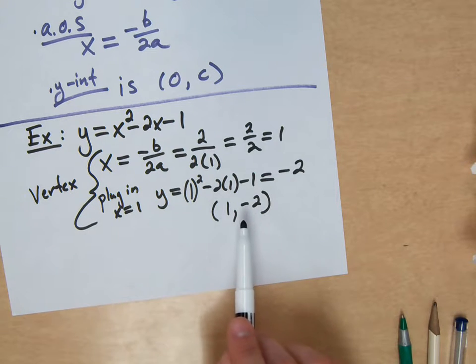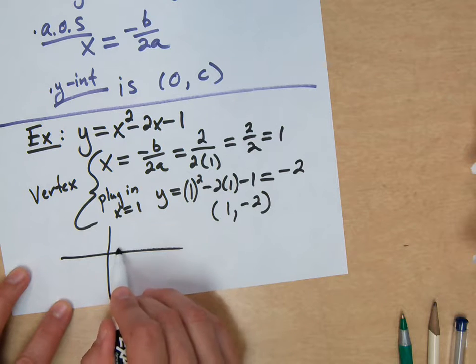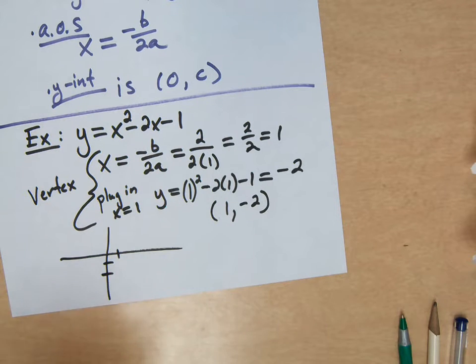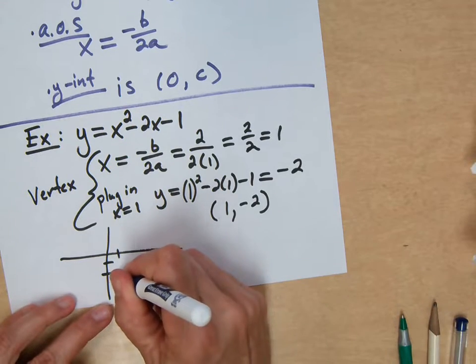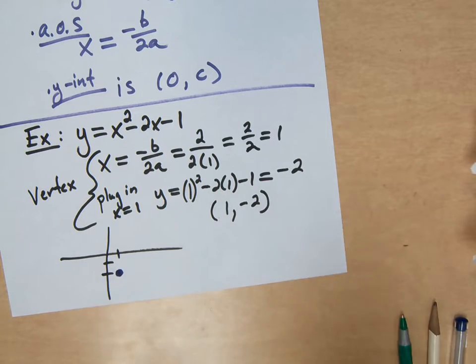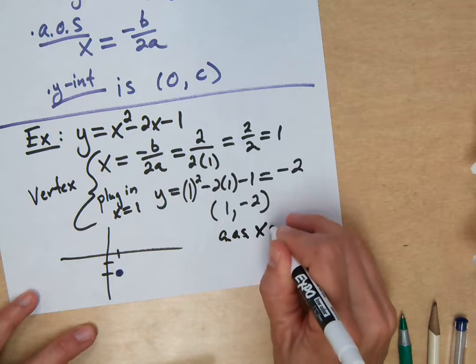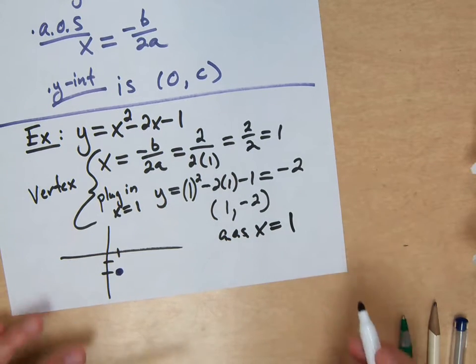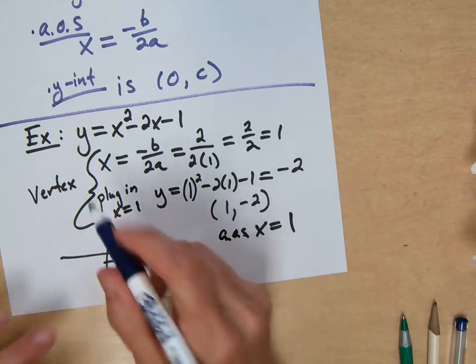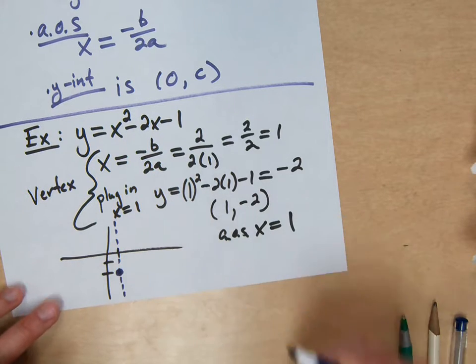We can start graphing this. So we have the vertex at (1, -2), which is right here. We know that the axis of symmetry, again, is what? The equation for the axis of symmetry is? Not 1, be careful, it's x equals 1, because it's a line. The axis of symmetry is a line, and that has to have a whole equation.